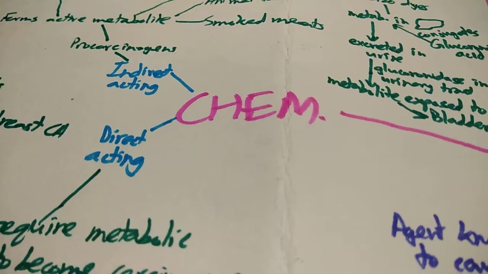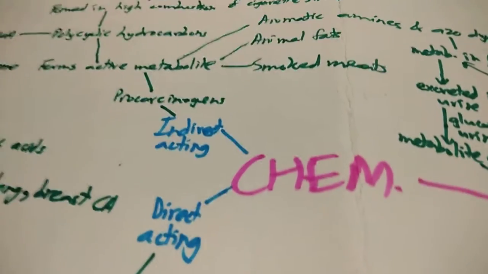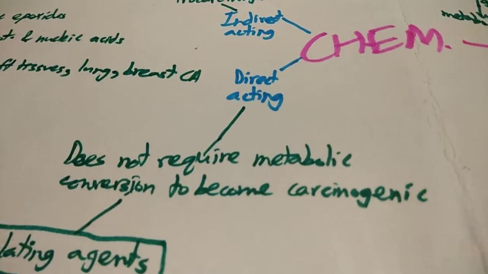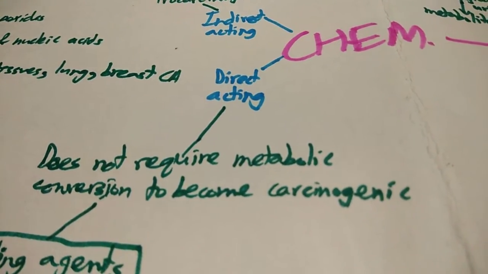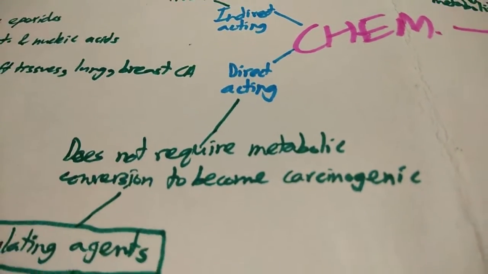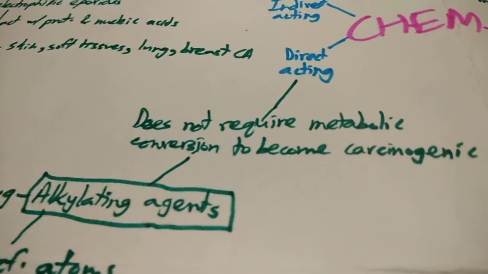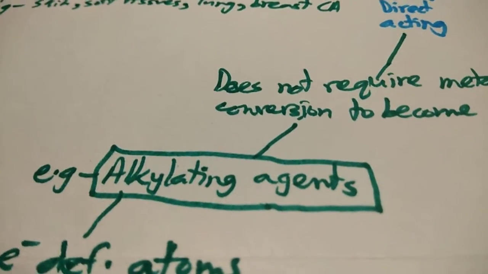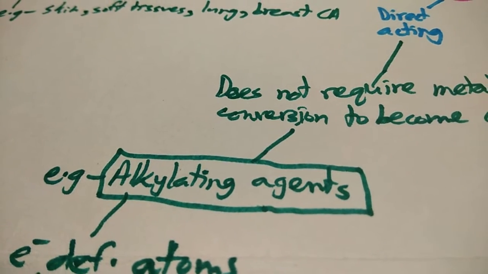Now, chemicals can act either directly or indirectly. Let me start with the direct acting chemical carcinogens. These do not require metabolic conversion to become carcinogenic, right? So they can directly act on the cells to cause carcinogenesis. For example, alkylating agents. Now, does anybody know what alkylating agents are?